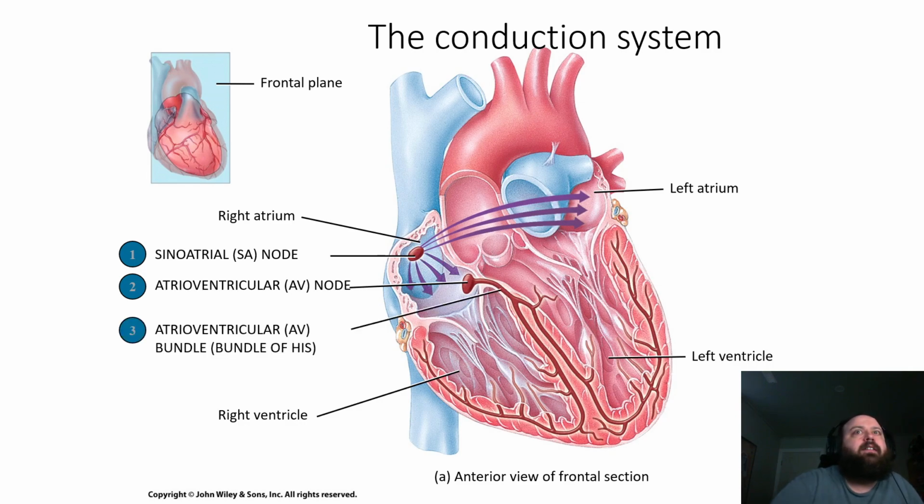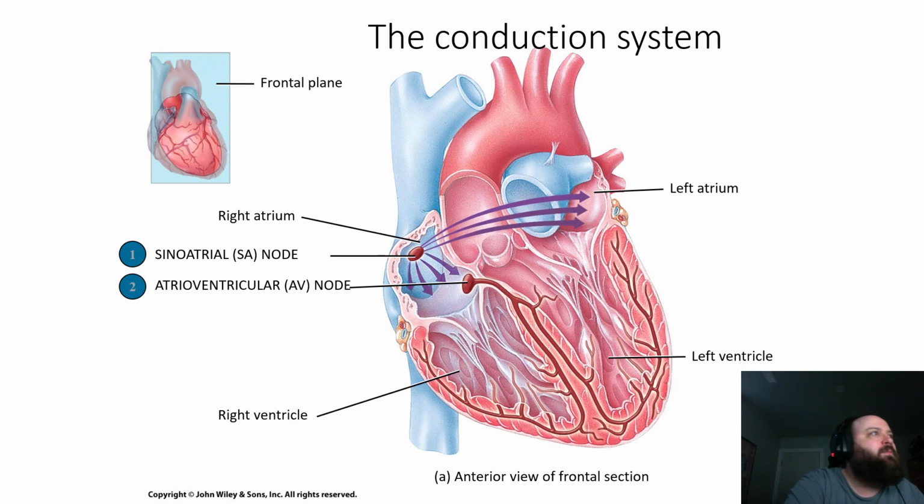Then the action potential passes via gap junctions into this region just at the tip of the interventricular septum. This material, the autorhythmic fibers carrying the action potentials, is called the bundle of His, or the atrioventricular bundle, which is probably a more common terminology used now.